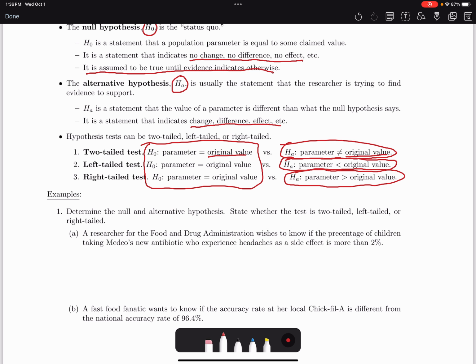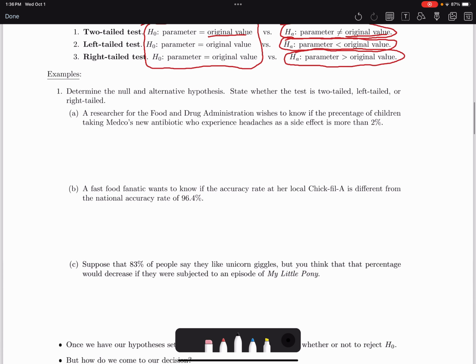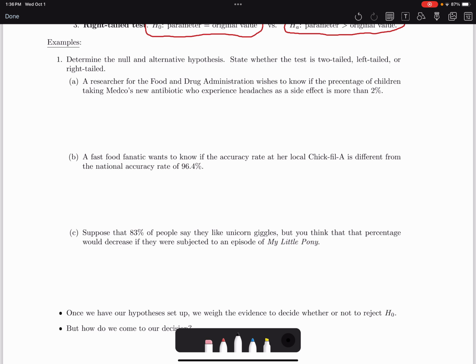So I know that that's all very abstract and it might be a little confusing, but I promise if we look at a couple examples, it'll become more clear. So let's do that. Actually, these are going to be the same examples that we led with, right? And we're asked to determine the null and alternative hypothesis, and state whether the test is two-tailed, left-tailed, or right-tailed.